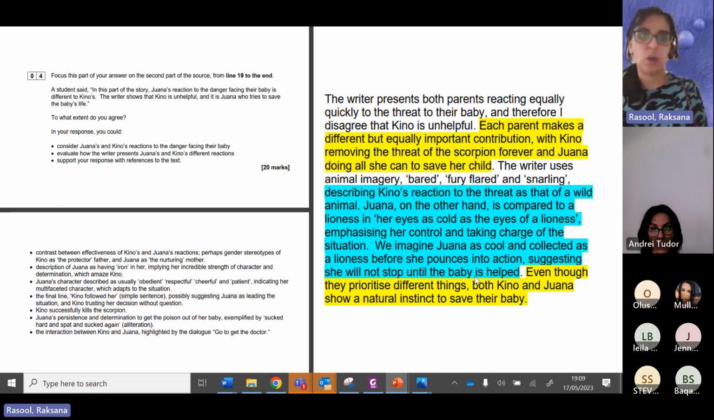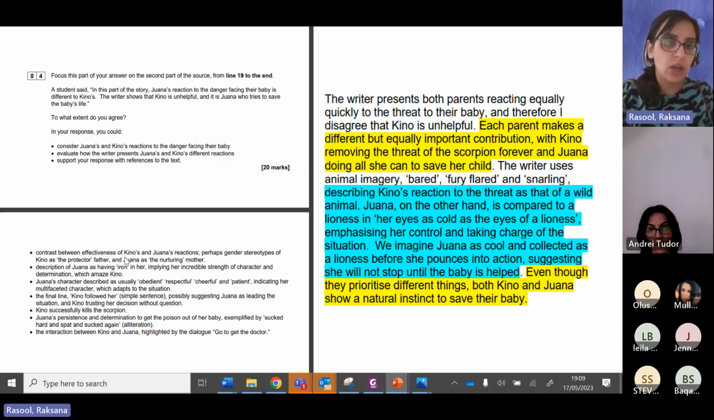It's not good enough that the doctor won't come. She'll go to him. Even though they prioritize different things, both Kino and Juana show a natural instinct to save their baby. Okay, and they do. It's just her instinct is different. Okay, and again, here's all those things I've just talked about.